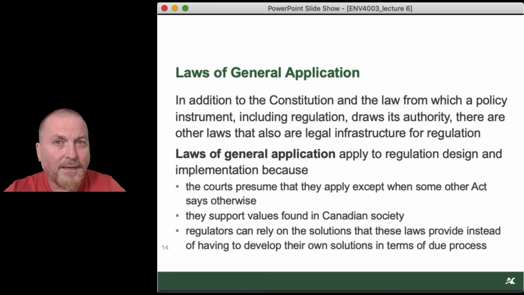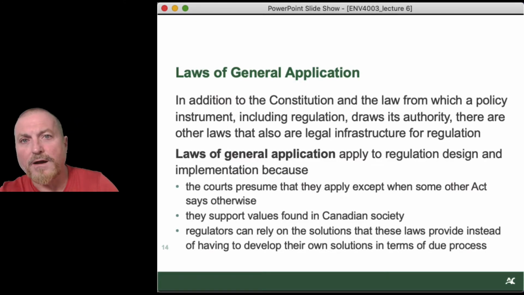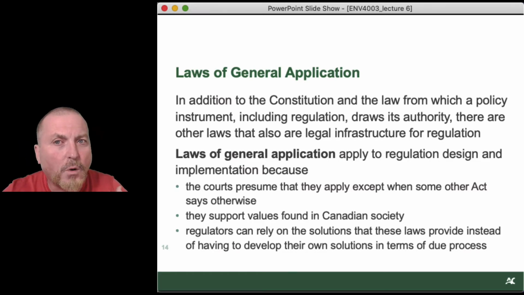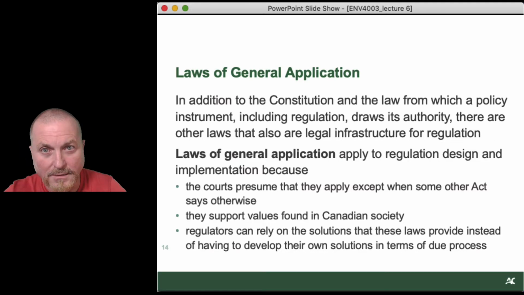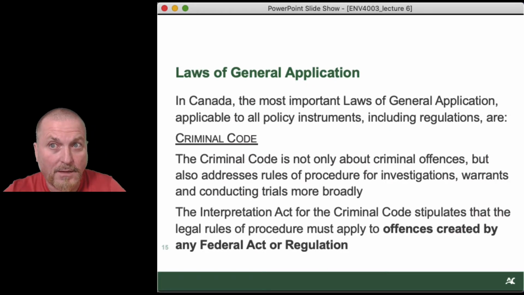They apply to regulation, design, and implementation, or any policy instrument design and implementation, because the courts presume that they apply except when some other act says otherwise. They support values found in Canadian society, and regulators can rely on the solutions that these laws provide instead of having to develop their own solution in terms of due process. Okay? So that's the way the courts interpret laws of general application.